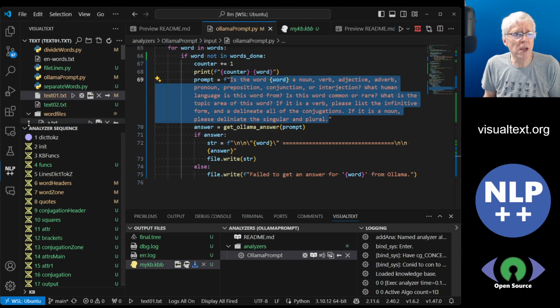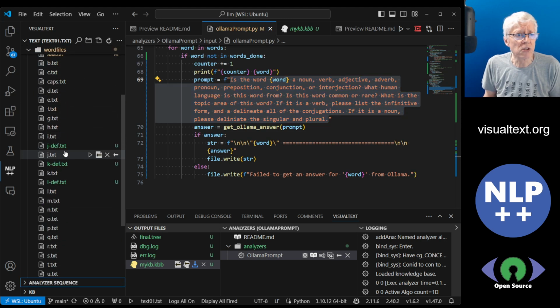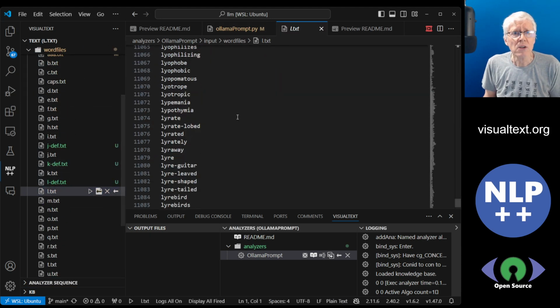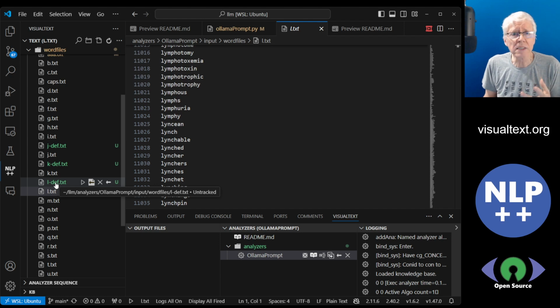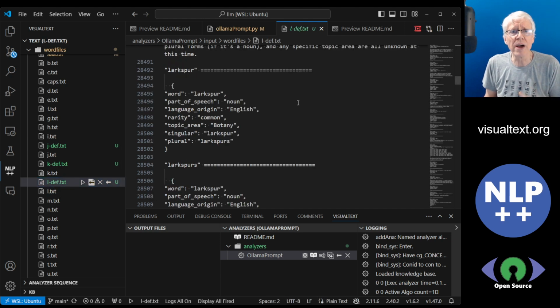Let's show you here some of the files that we're looking at. Let's look at the L. That's what I'm looking at now. So here's a file of all the L words. And we're going to ask it, and it's going to bring back these files. So for instance, larkspur. Larkspur is a word, it's a noun. This is what we're going to get back.